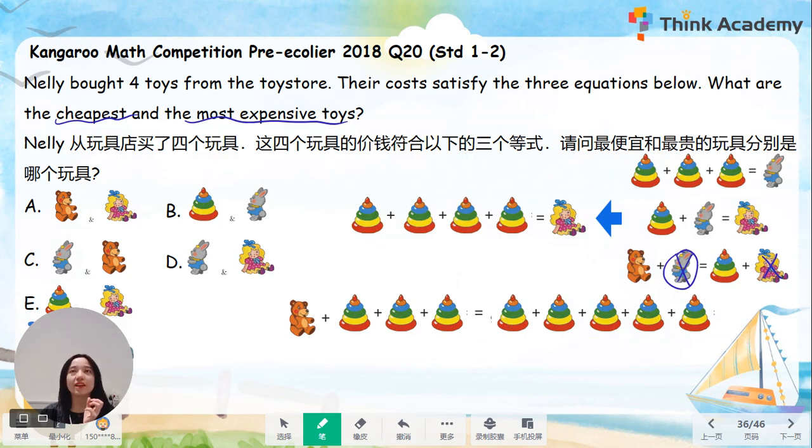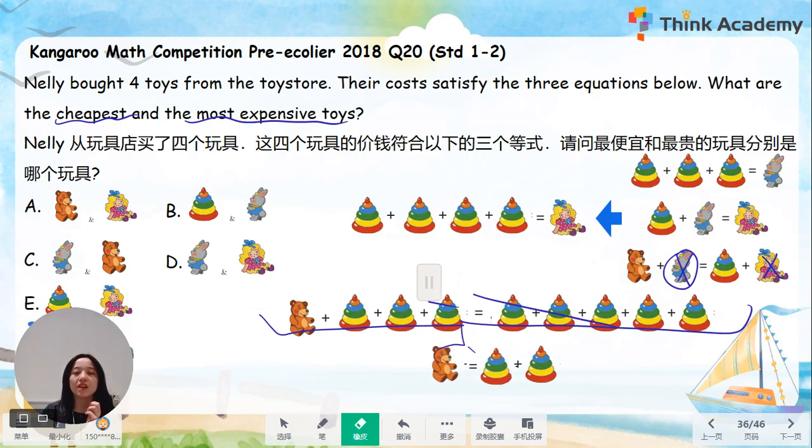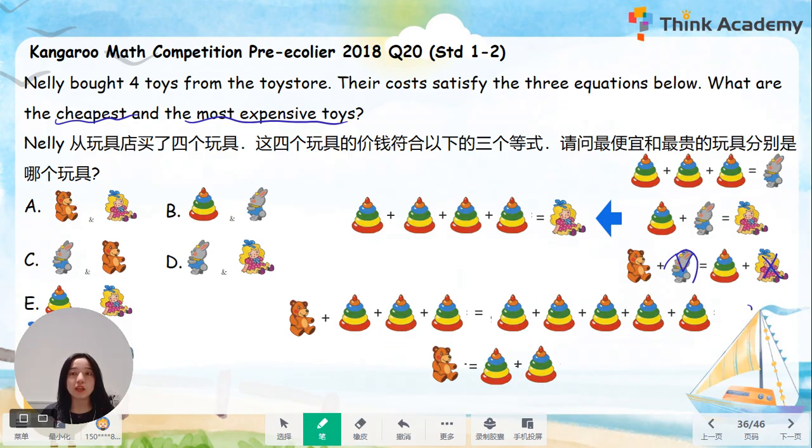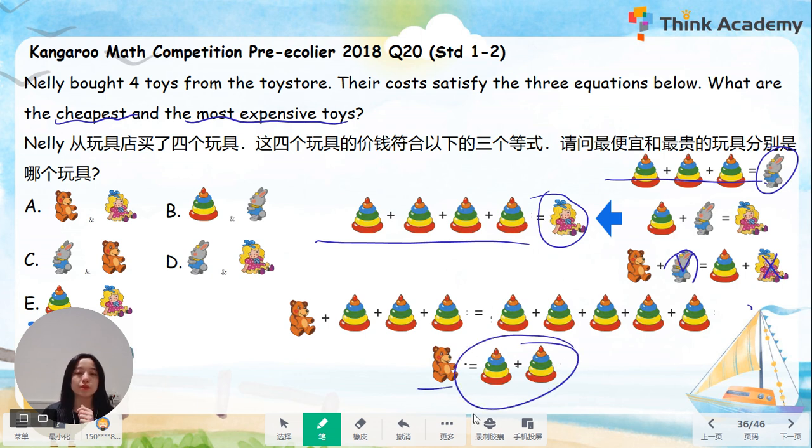And as we mentioned, equation is just like a kind of balance scale. So here we can take away the same amount of towers from both sides. At most, we can take away 3 towers. So in the end, the rest is just 1 bear equals 2 towers. So in this case, we just use the same thing to represent the other 3 toys. When we know 1 bunny equals 3 towers, 1 doll equals 4 towers, and 1 bear equals 2 towers, we can order them more easily.